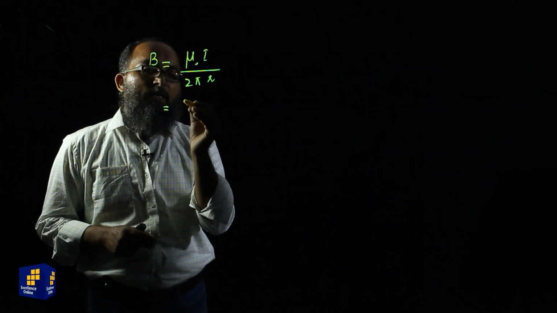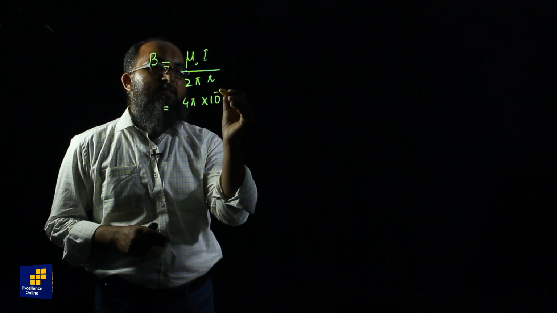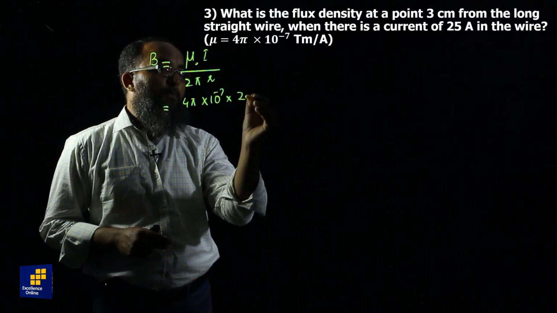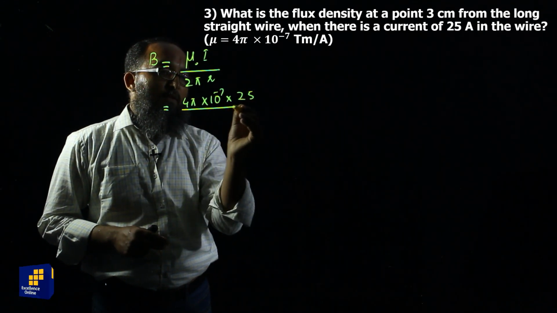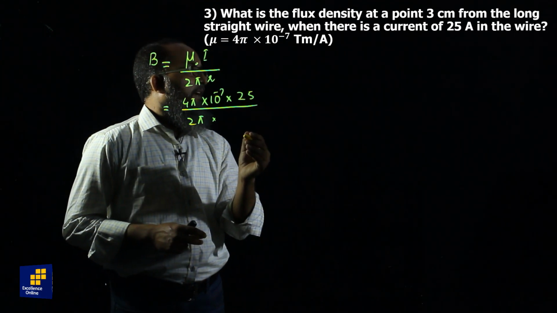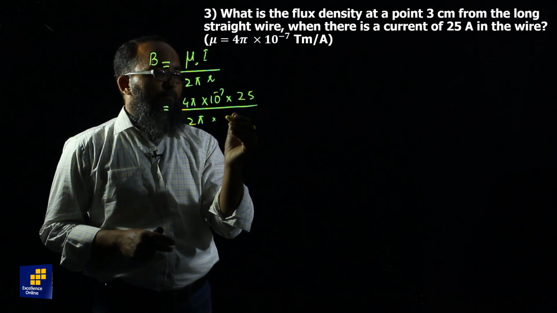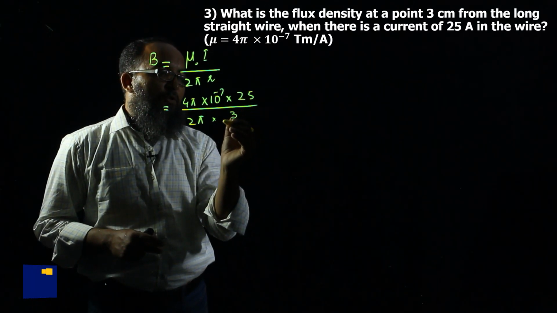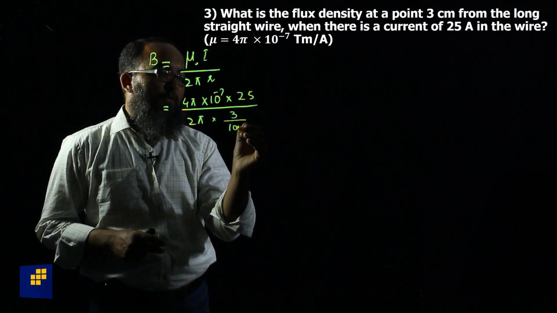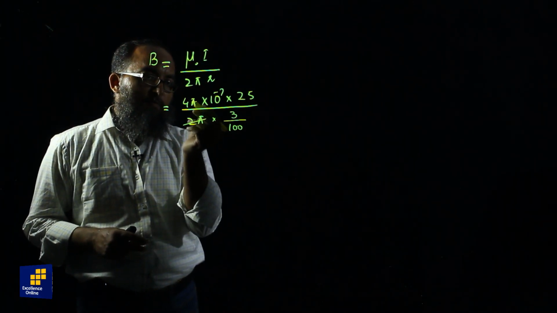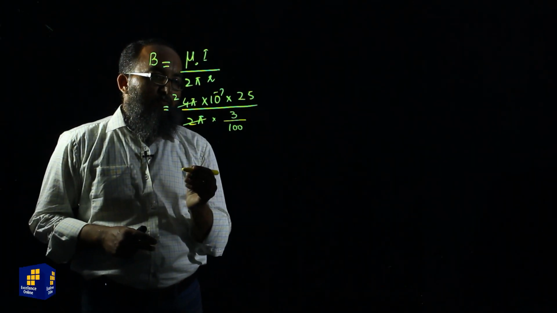The value of mu naught is 4 pi exponential minus 7. The current is 25 ampere. 2 pi will remain 2 pi and r is 3 centimeter. Distance is 3 centimeter. Centimeter को जब मीटर में convert करेंगे, divide by 100. Here 2 pi is cancelled by this value, we get 2.